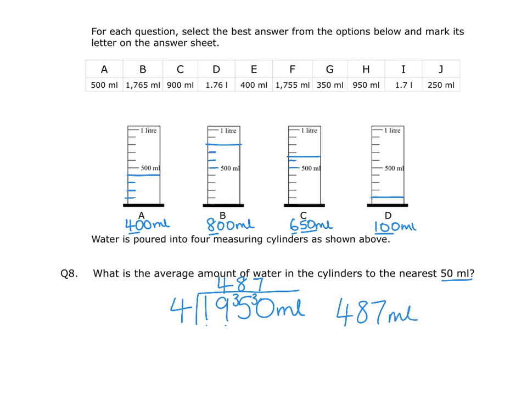So I'm looking for multiples of 50 which end in 50 or a double zero. Because this is closer to a double zero than to 50, we would round to 500 millilitres as the average, and therefore A is the correct answer. We would shade A as so.